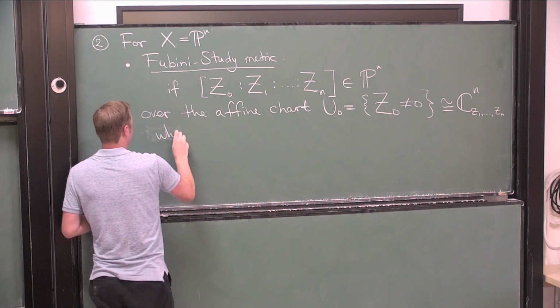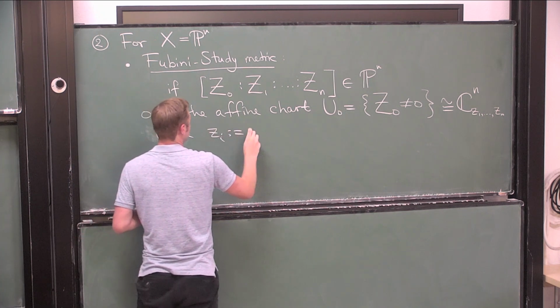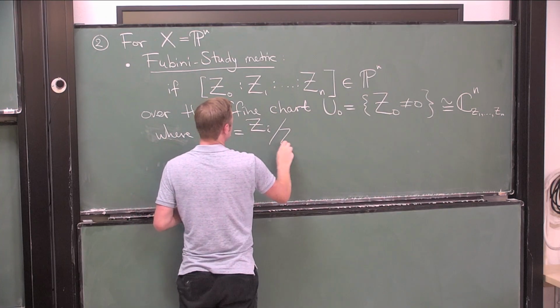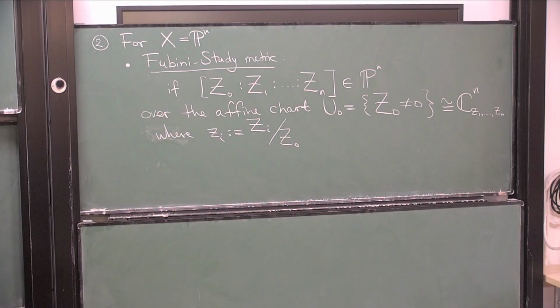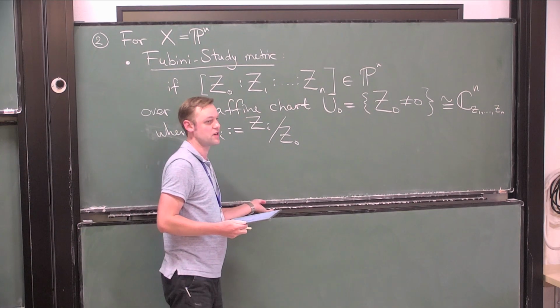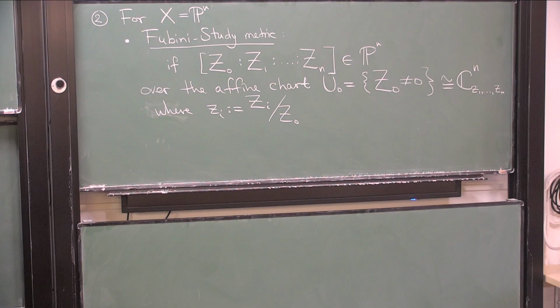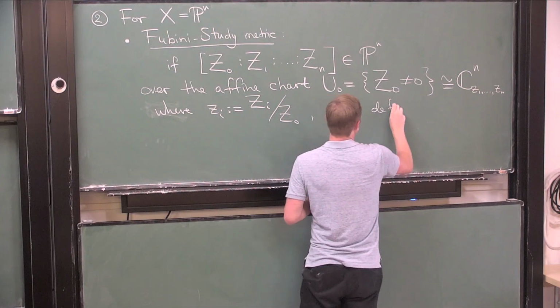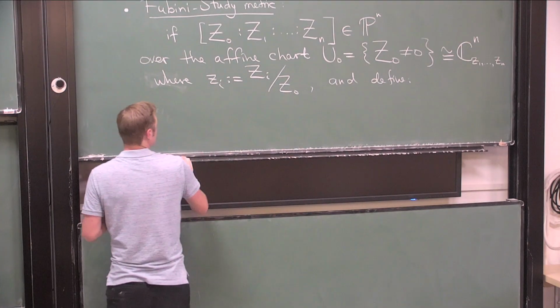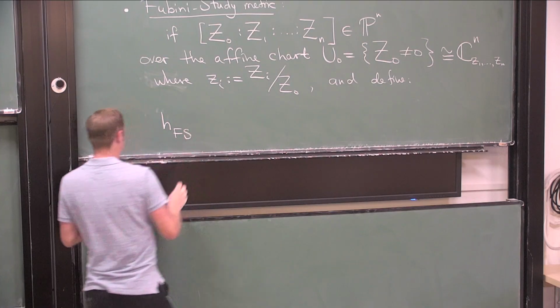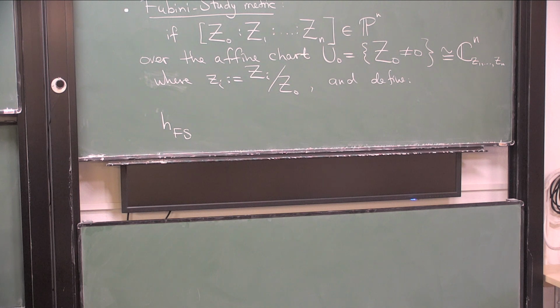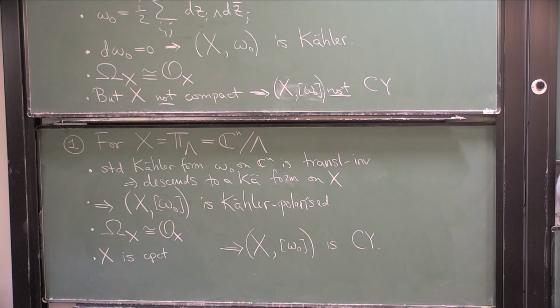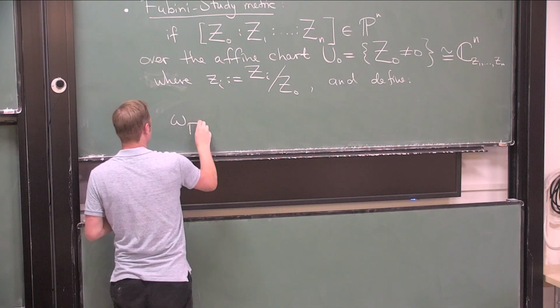where zi is just the quotient of capital Zi by capital Z0. So this is the usual way we've been using these affine charts. So in this affine chart, I want to describe to you the metric that I'm interested in. So define H with a subscript FS, which stands for Fubini-Study, and it's defined like this. Actually, I want to give you the Kähler form, the fundamental form associated with this metric, FS.